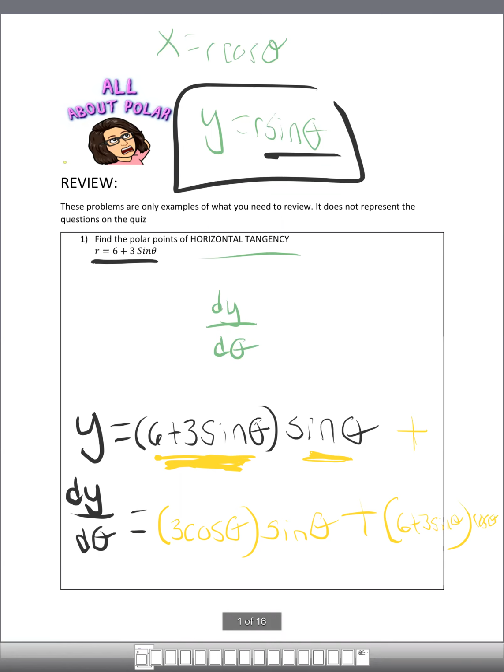Is that formula familiar to you guys? Do you remember doing that stuff? Okay. And then all we're going to do is just make this equal to 0.